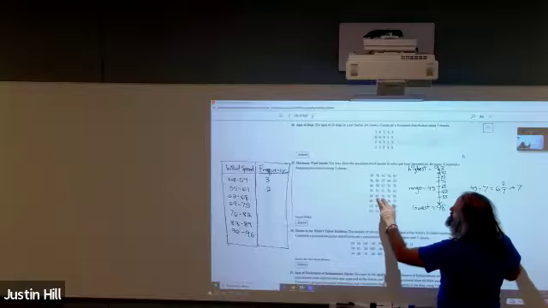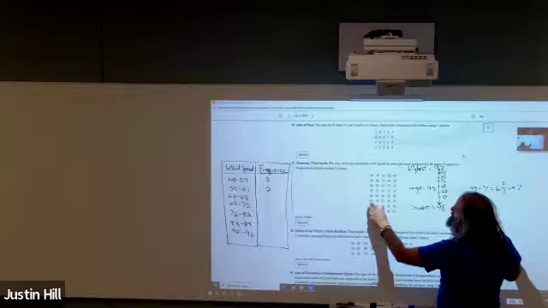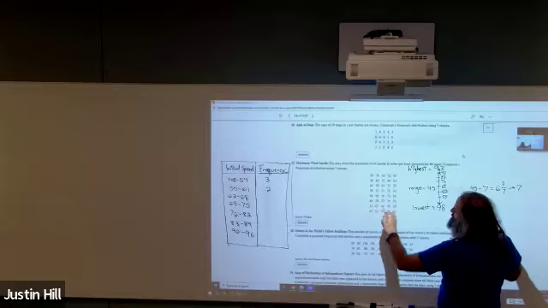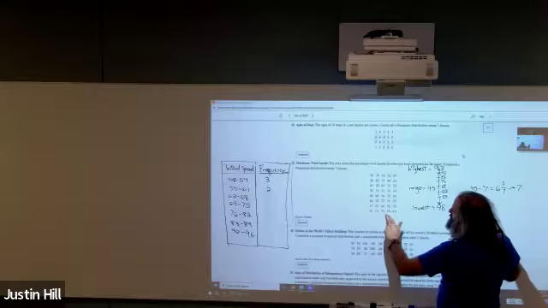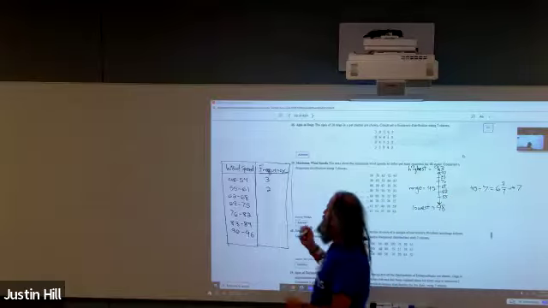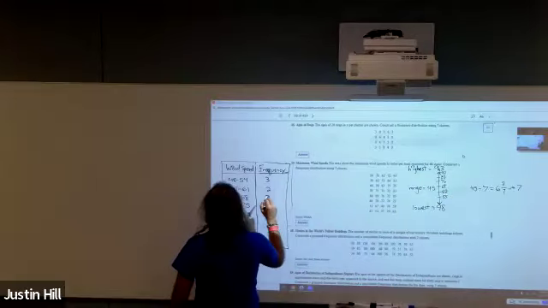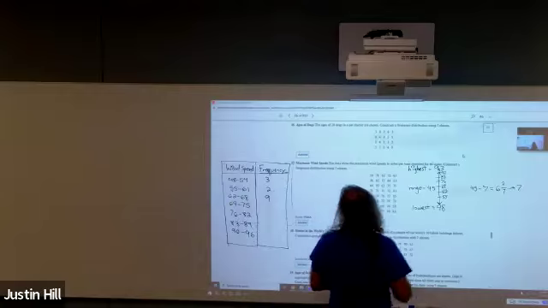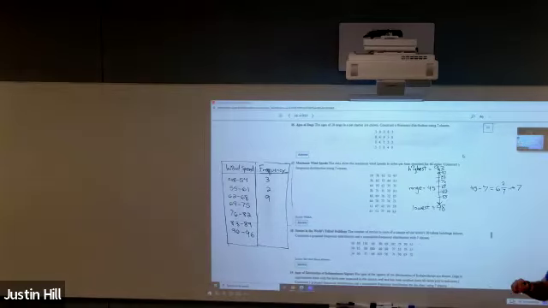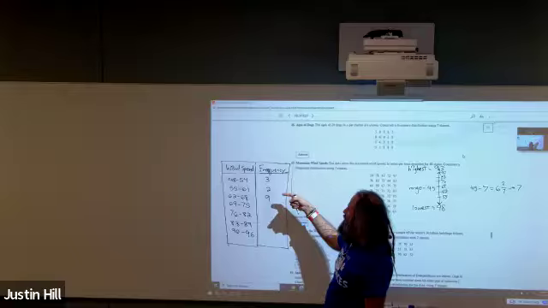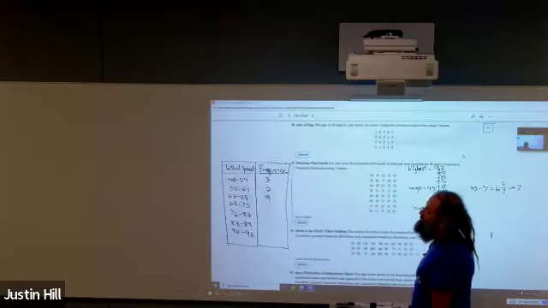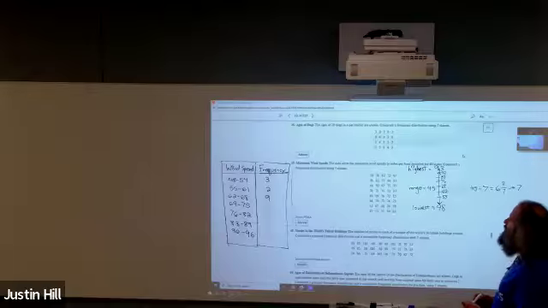Six, 7, 8, 9. So I see 9 total states that have max wind speeds from 62 to 68. So there's just a couple states at 48 to 54, a couple states at 55 to 61, and then we have a sudden spike to 9 states at 62 to 68.